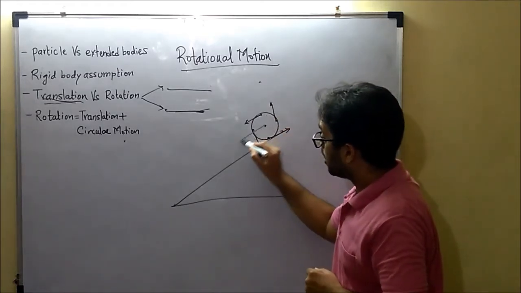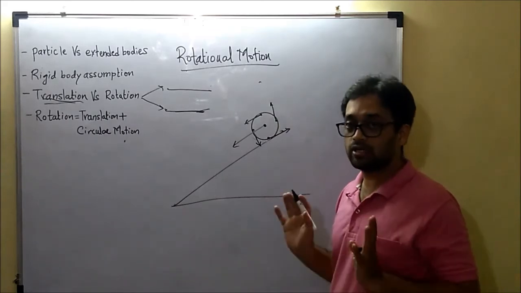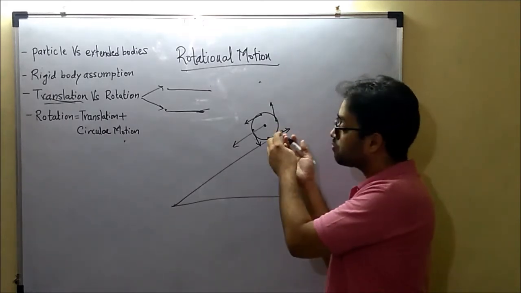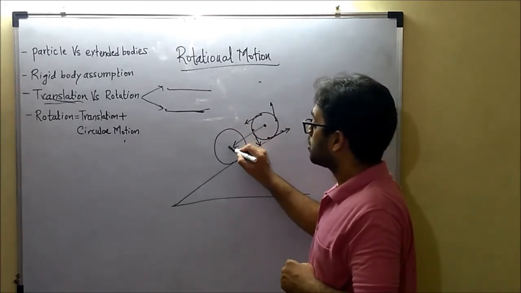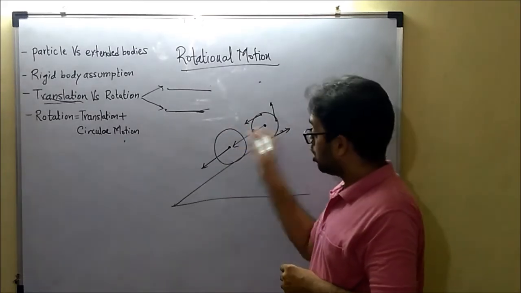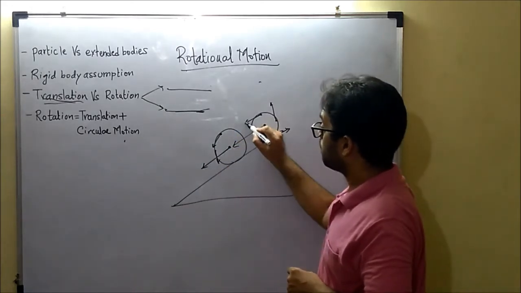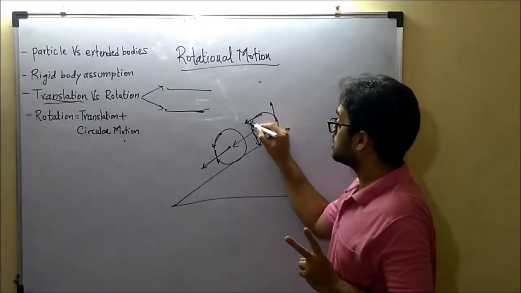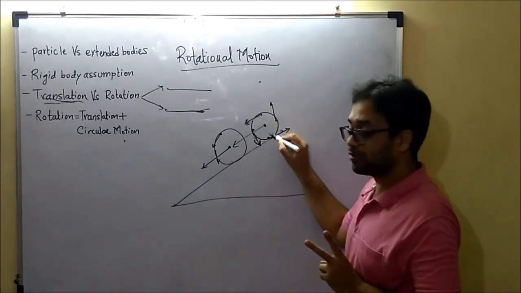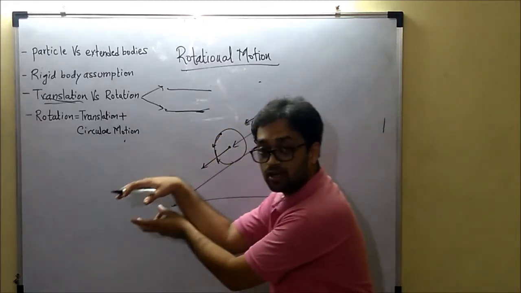It will travel down. That means the axis of the wheel is now not held at a particular location, but it is free to move. Then what will happen? After some time the wheel will be here. So the axis is moving. Along with the axis, every particle is moving forward. So every particle is having two types of motions. One is circular motion about a fixed axis, and the other one is motion of all the particles along with the body.